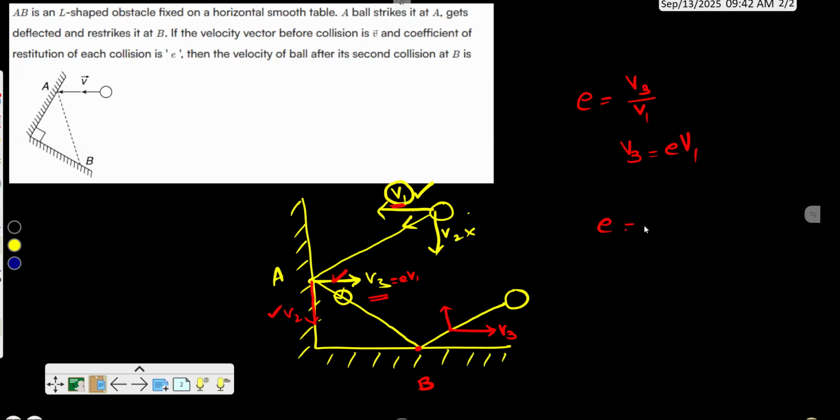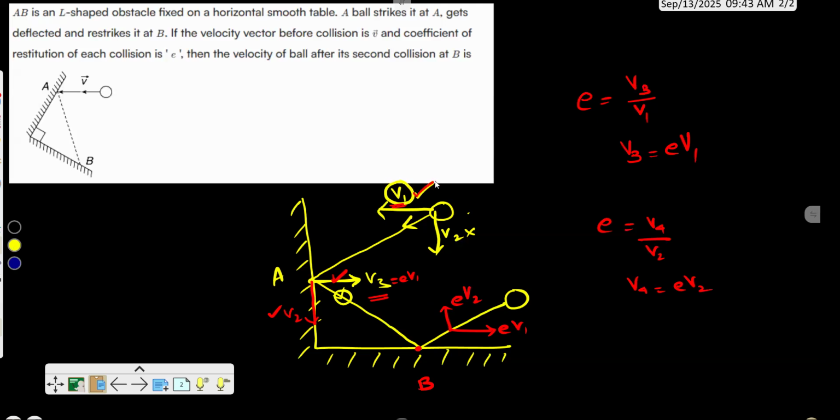Again, E is equal to velocity of separation divided by velocity of approach. This is my velocity of separation; let us take it as V4. V4 upon V2 is equal to E, so V4 is equal to E into V2. And V3 is how much? That is E into V1. I hope you understood this. This is the final velocity of the ball, EV2 and EV1.